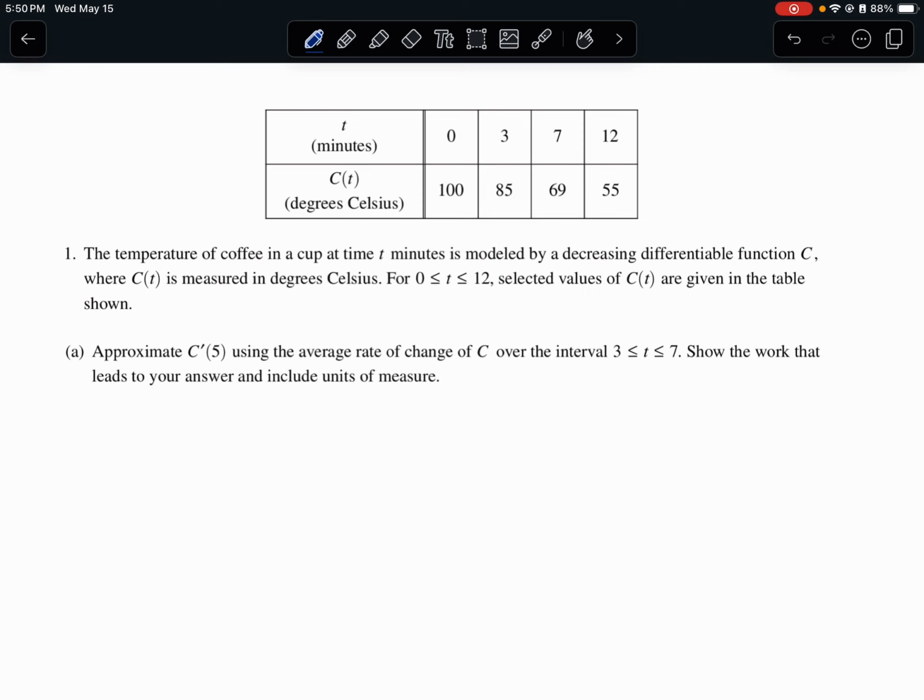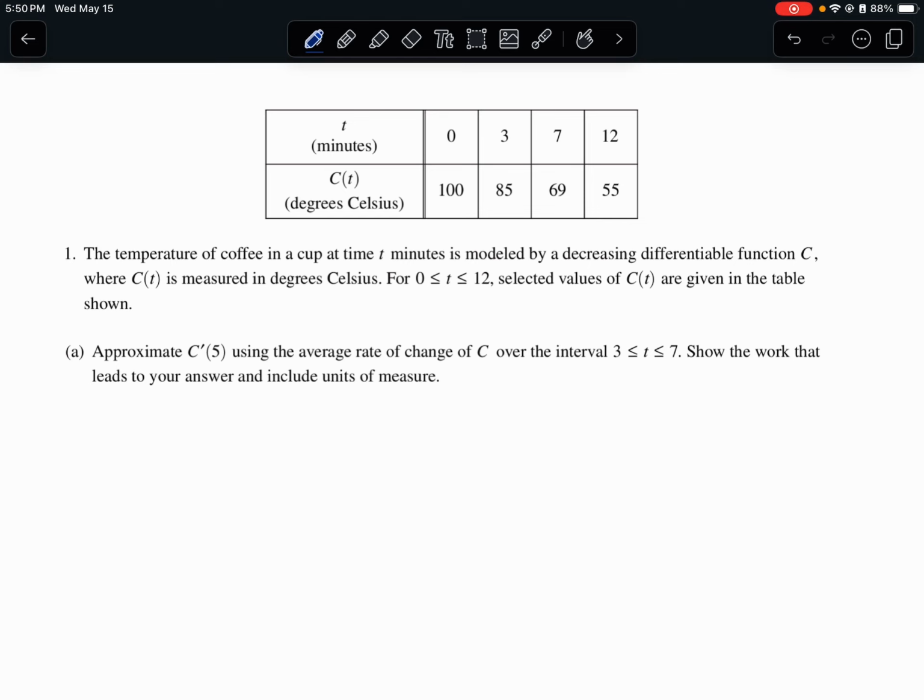The temperature of coffee in a cup at time t minutes is modeled by a decreasing differentiable function c, where c of t is measured in degrees Celsius. For t equals 0 to 12, selected values of c of t are given in the table shown. Approximate c prime of 5 using the average rate of change of c over the interval from 3 to 7. Show the work that leads to your answer and include units of measurement.